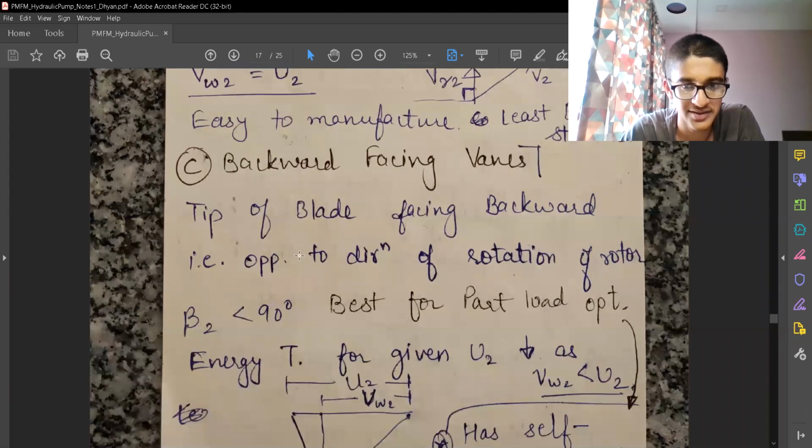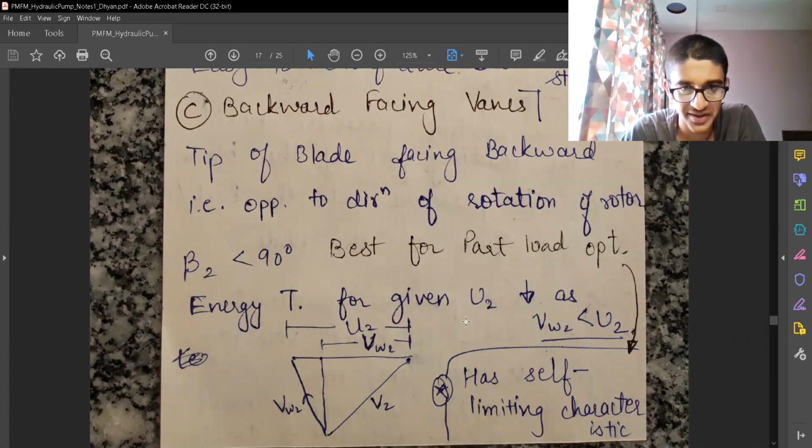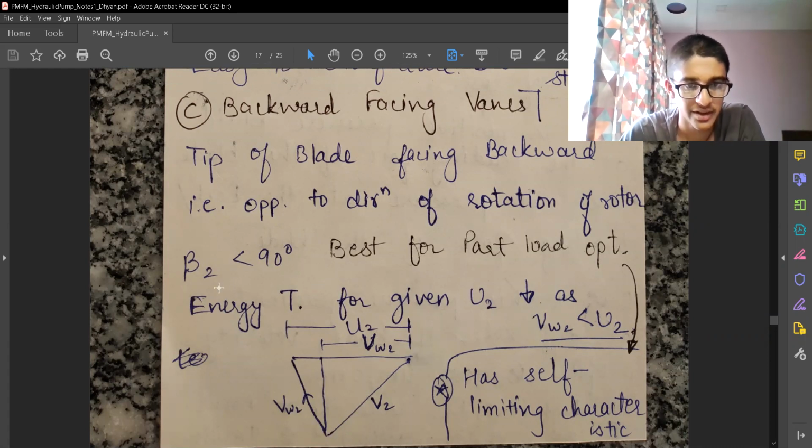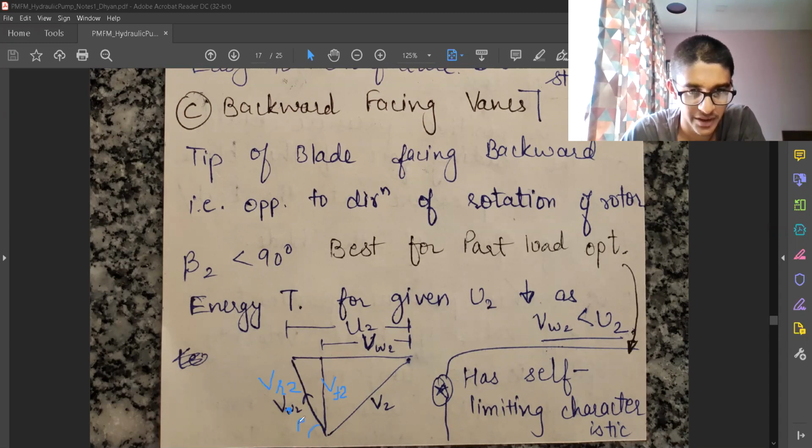And backward facing blades: the tips of the blades are facing backward, that is, opposite to the direction of rotation. So U2 is in that direction and VR2 is going opposite to it. This is VF2, this is VR2. Here we will have beta 2 with respect to U2.